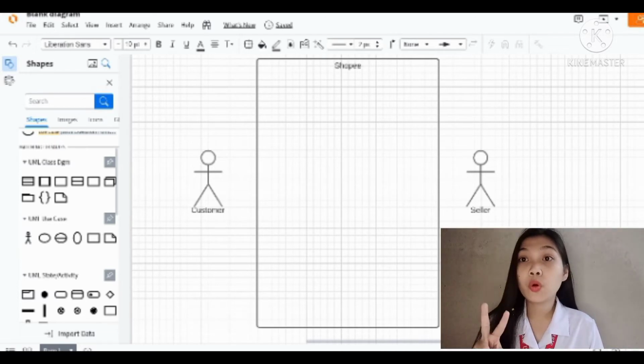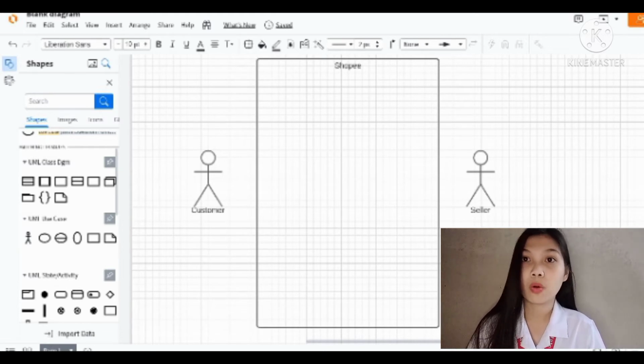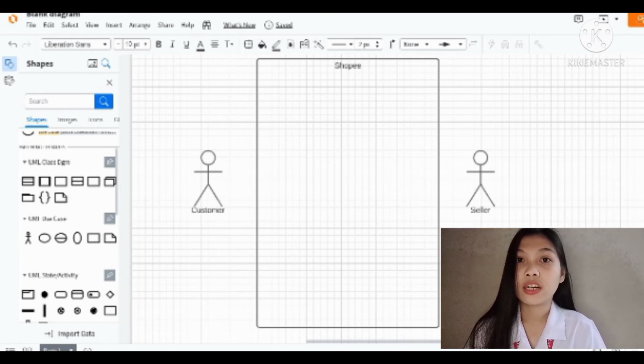We have two types of actors, the primary actor and the secondary actor. The primary actor in our Shopee is the customer, while the secondary actor in our Shopee is the seller. The secondary actor is the person who will only act if the customer does something, while the primary actor, the customer, will open the app.